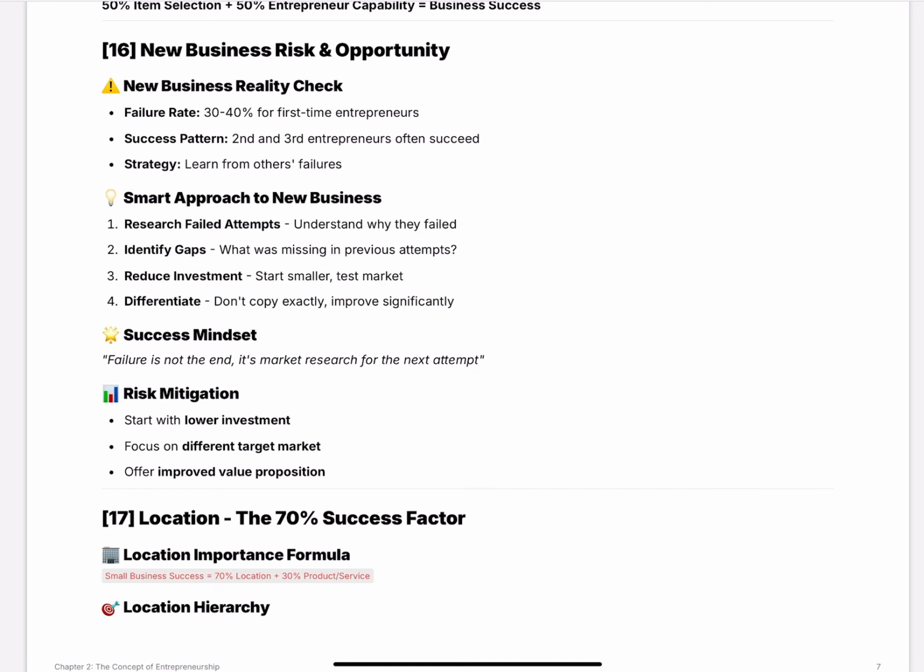So here is the success mindset I want you to adopt. Failure is not the end. It's market research for the next attempt. Every failure teaches you something about what does not work, bringing you closer to what does work. So your risk mitigation strategy should involve starting with lower investment than previous attempts, focusing on a different target market segment than those who failed, and offering an improved value proposition that addresses the weaknesses of previous attempts.